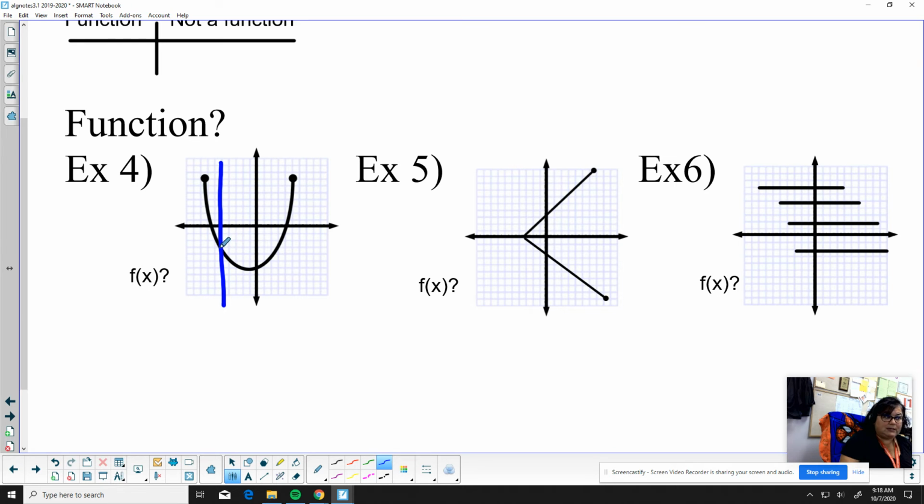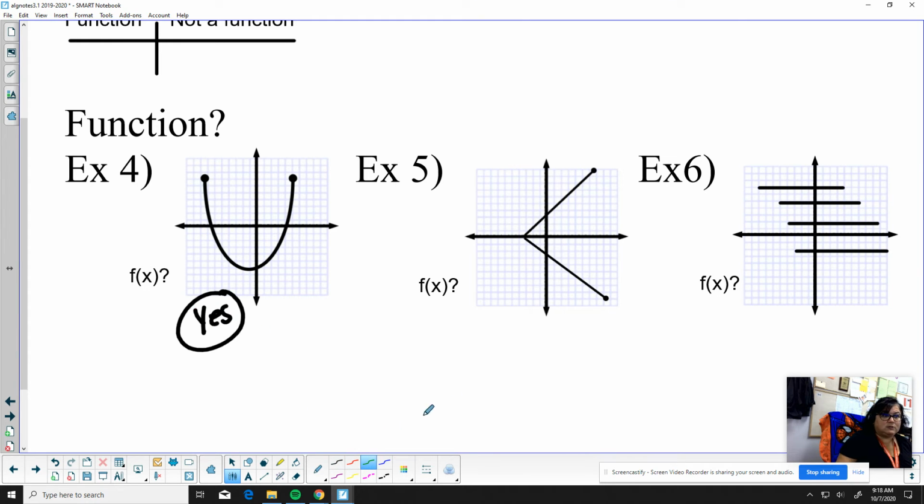If I draw it right here, it only crosses the parabola one time. If I draw it here, only one time. If I draw it here, only one time. So since no matter where I draw it, it only crosses once, yes, this is a function.